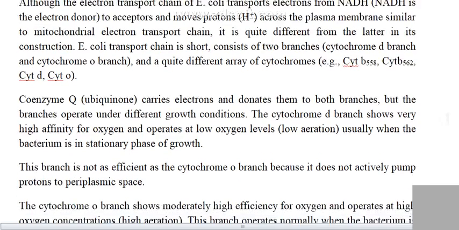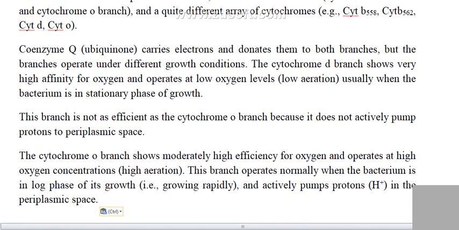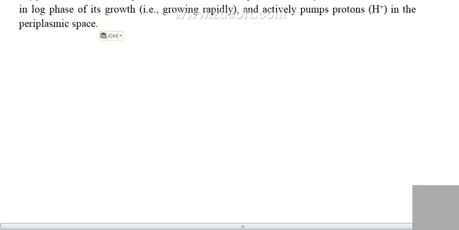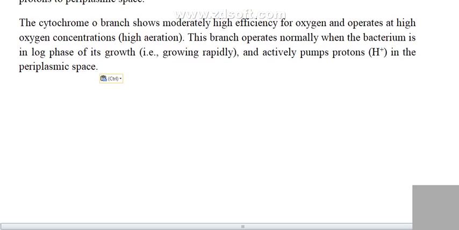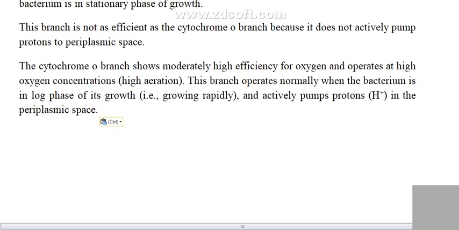Okay, and this cytochrome D shows very high affinity for oxygen, and it always operates at the low oxygen level or low aeration, so usually in the stationary phase of growth. So this is how the electron transport chain works in the bacterial cell.